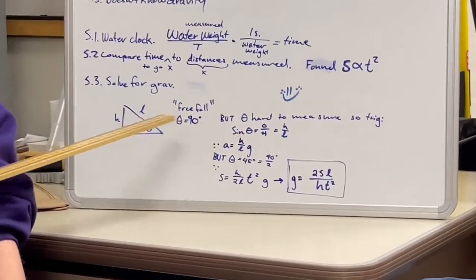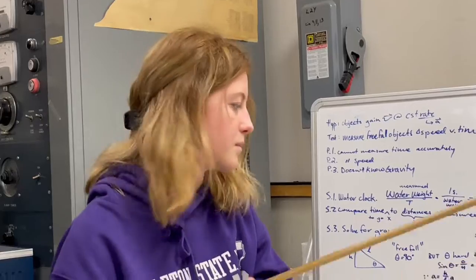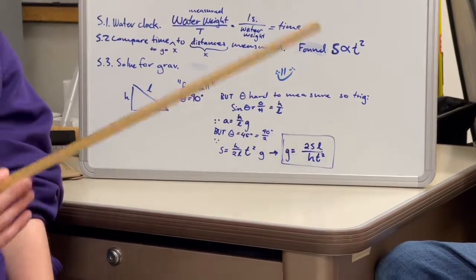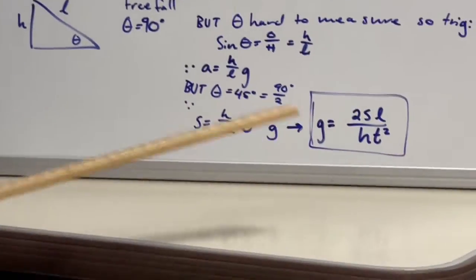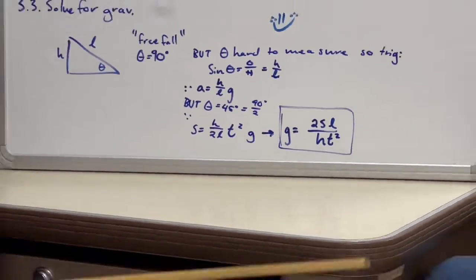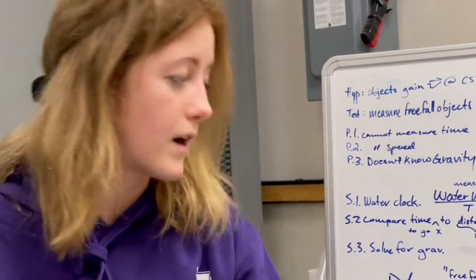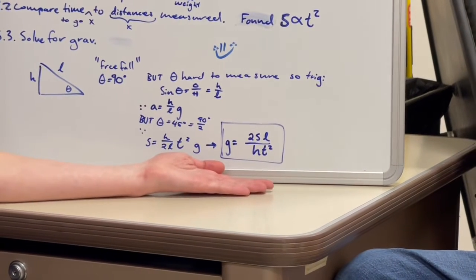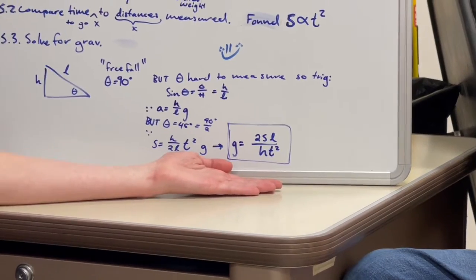Sine of theta equals opposite over hypotenuse, which in this case is height of the inclined plane versus length that the ball will travel. So acceleration equals height over length times gravity. But because our theta was 45 degrees, we had to divide by 2, which means that the distance is equal to height over 2 times the length times t squared times gravity. When we rearrange that, we get that gravity equals 2 times the distance traveled times the length of the inclined plane divided by the height times t squared.